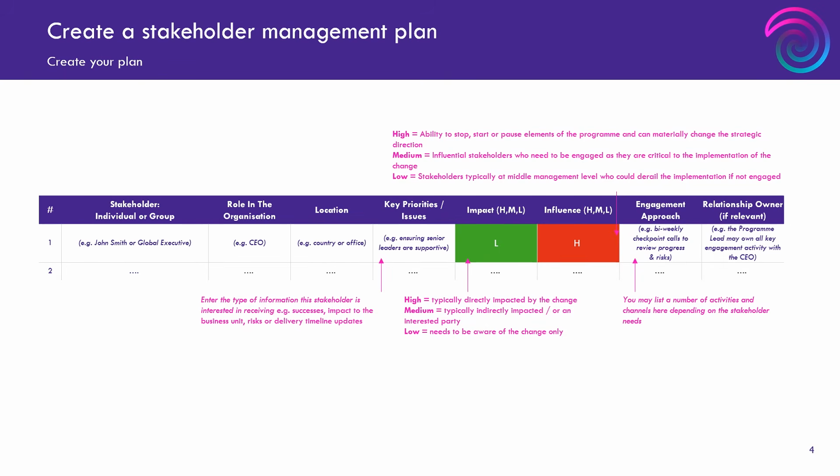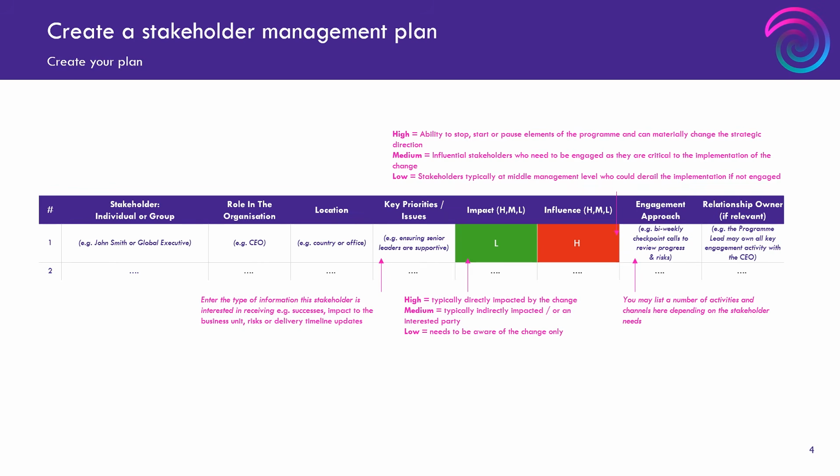Once you've mapped your stakeholders onto a grid, you can then draw out a plan in terms of what you're going to actually do to manage them on an ongoing basis. So in the column right over to the right of this table here, you can see engagement approach. So for each group of stakeholders or individual, once you've understood whether they've got a high, medium or low level of impact and influence, you can then think about and devise your plan for managing them.